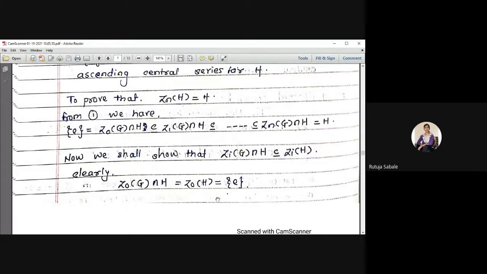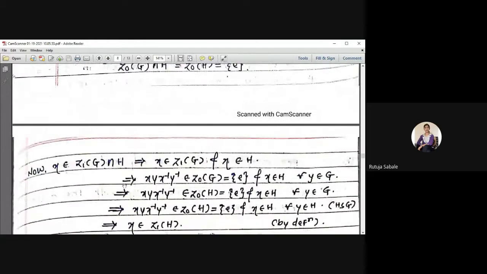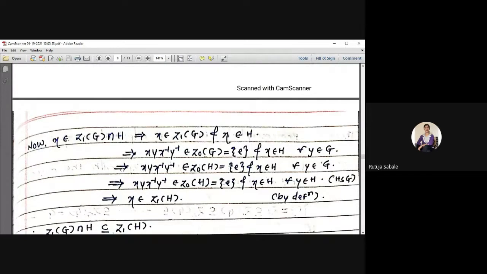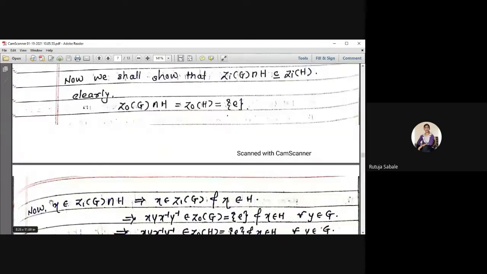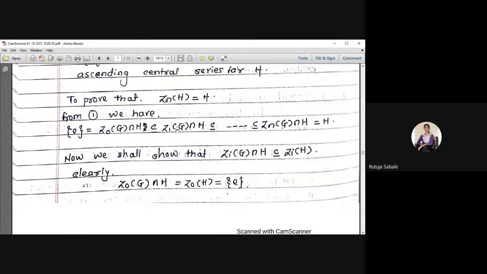Now we take x as an element from Z1 of G intersection H, and we have to prove this x must belong to Z1 of H. Why? Because here we assume, look at here, Z1 of G intersection H, this is nothing but Zi of H. Now we have to show that Zi of G intersection H is contained in Zi of H.